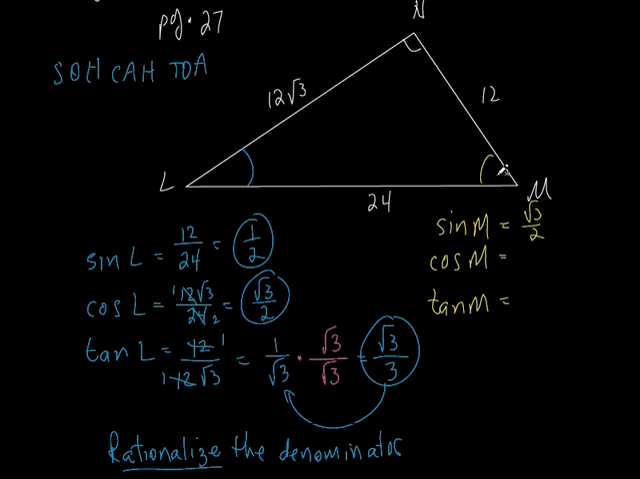So what about the cosine of M? The cosine of this angle is the same as the what? The sine of the other angle. So what is it? It's a half. Boom. You can go a half. What about the tangent, though?